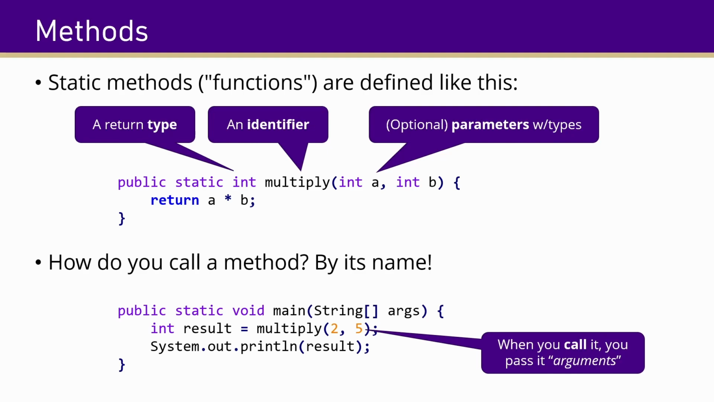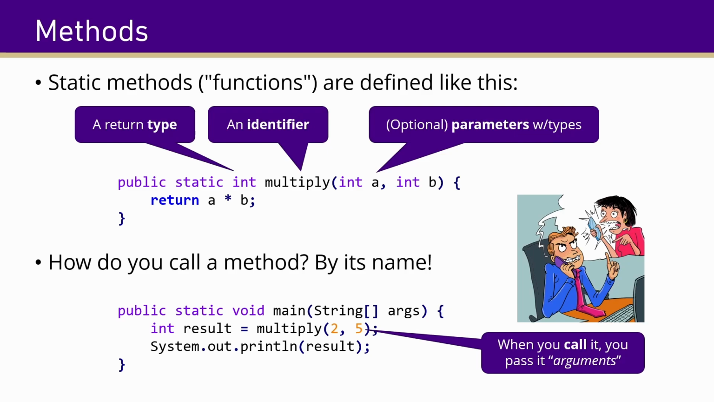I have a lot of students who get parameters and arguments confused, so here's my little tip. Think about if you're calling someone on the phone, you may call to argue with them. You're going to call someone to argue. So arguments are the values that you use when you call a method. Argue, call. Parameters are used when they are defined, up at the top.